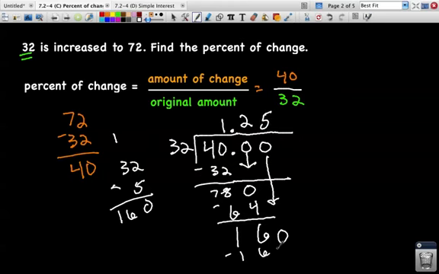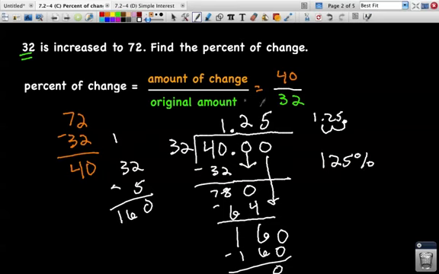So when I subtract 160, I have no remainder. So what we've just found out is 40 over 32 becomes 1.25. Now that I have 1.25, I need to convert this into a percentage. And as we did in the first video of this lesson, you just move the decimal place over 2 times to the right, and that's your percentage. So it is 125%.